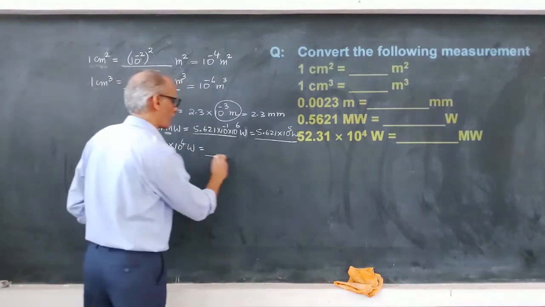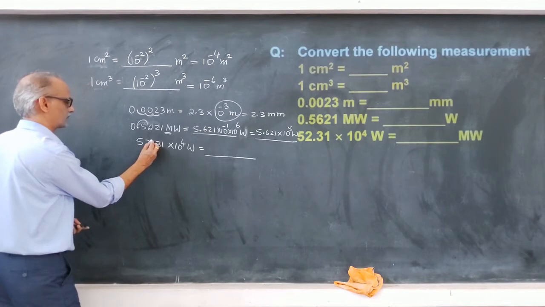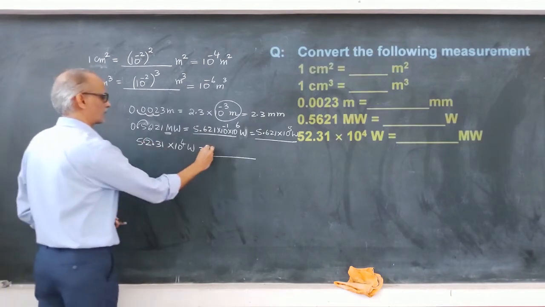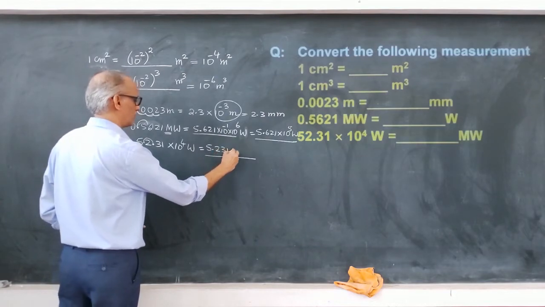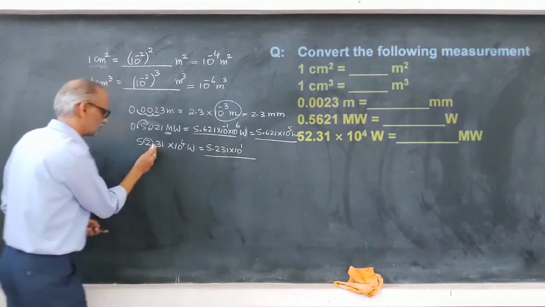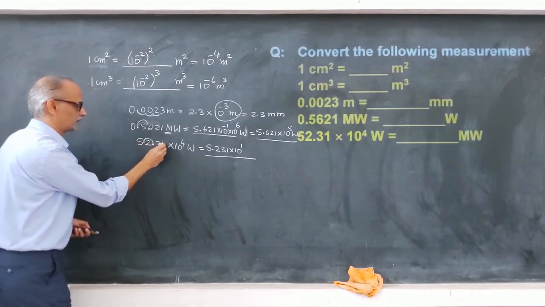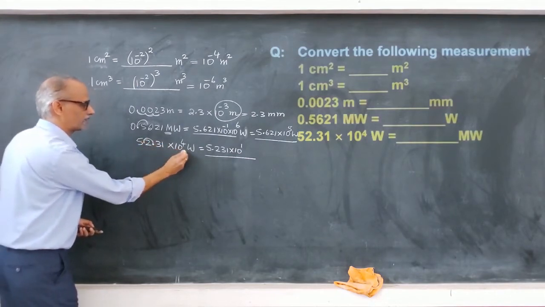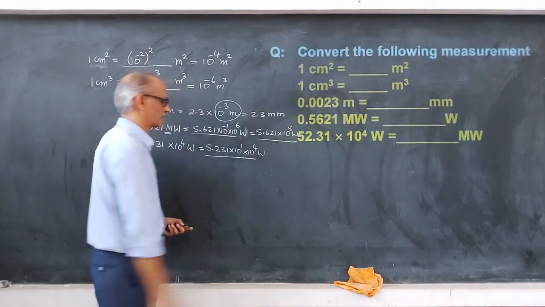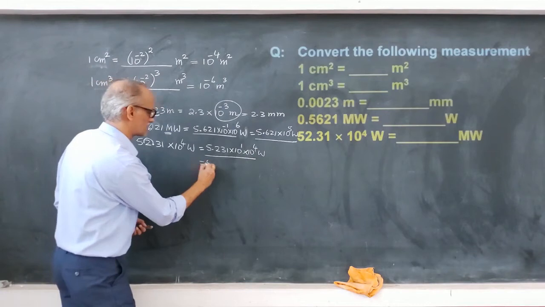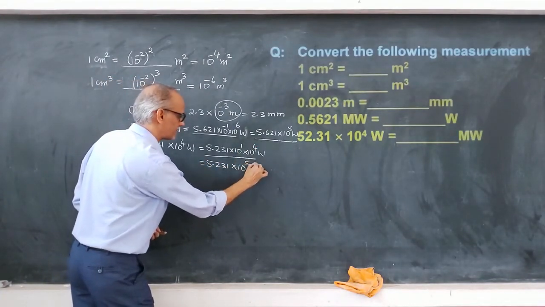Okay. Mega. First I will shift the decimal here to the side. 5.231 into 10 to the power 1. Shifted the decimal point, correct. 5.231 into 10 to the power 1, and again that is 10 to the power 4 watt. Now, this is the same as 5.231 into 10 to the power 4 plus 1, 5 watt.